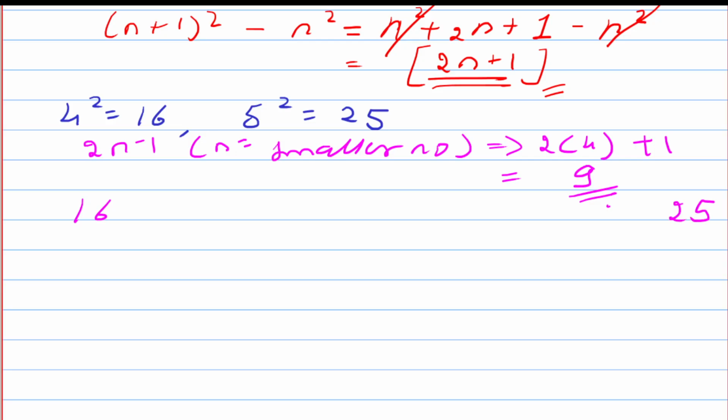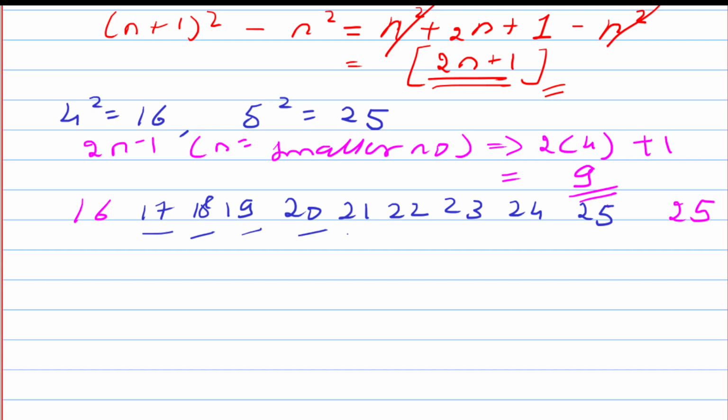Let us check if that is true. So 16, 17, 18, 19, 20, 21, 22, 23, 24 and 25. 1, 2, 3, 4, 5, 6, 7, 8, 9. So yes, our formula is correct and what we have learned today works. Okay, let's try for some bigger numbers.